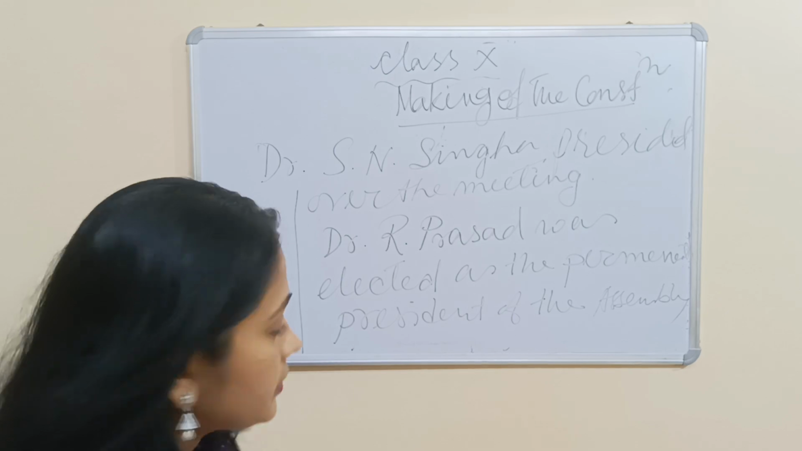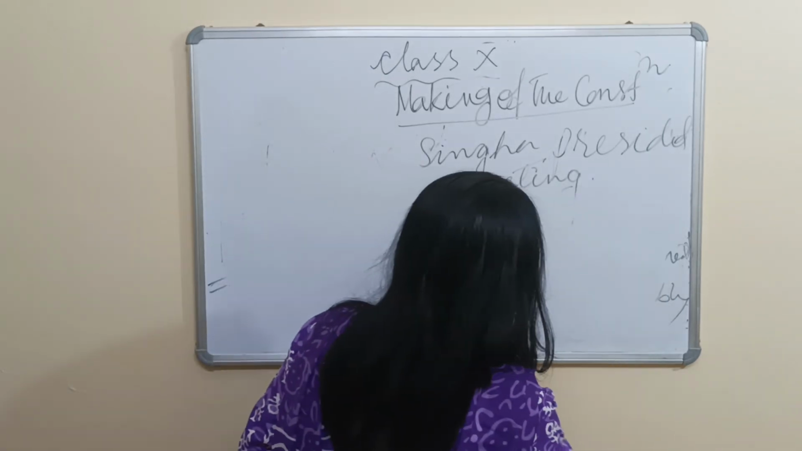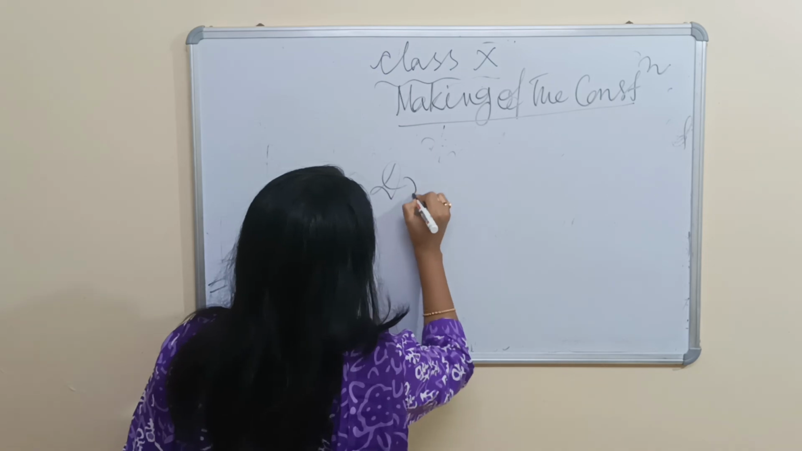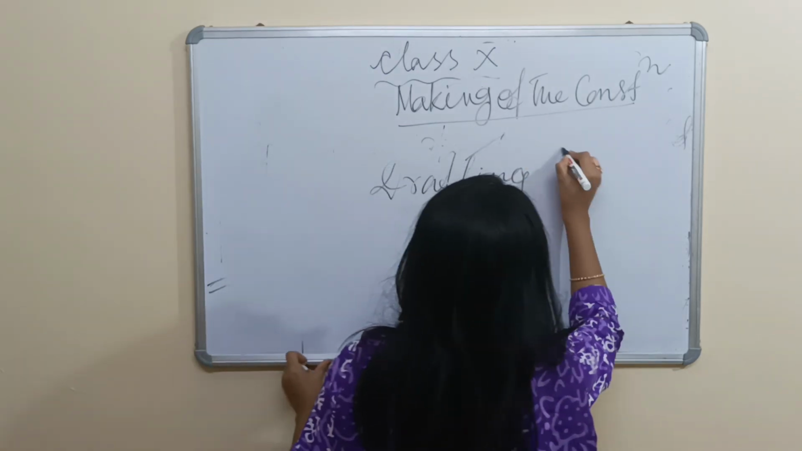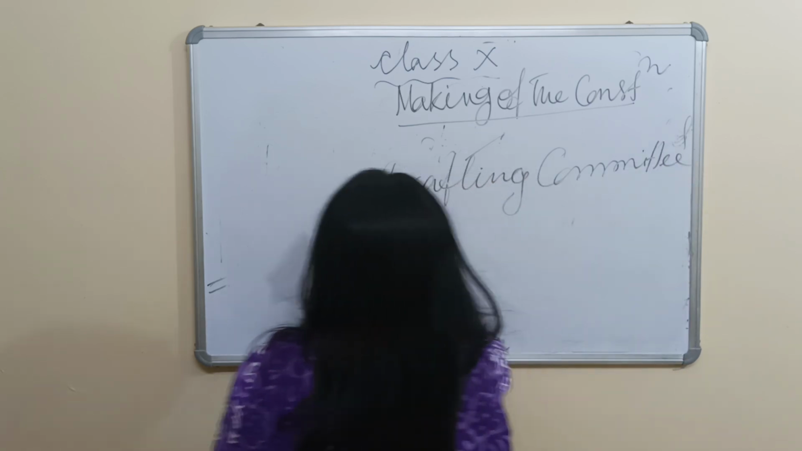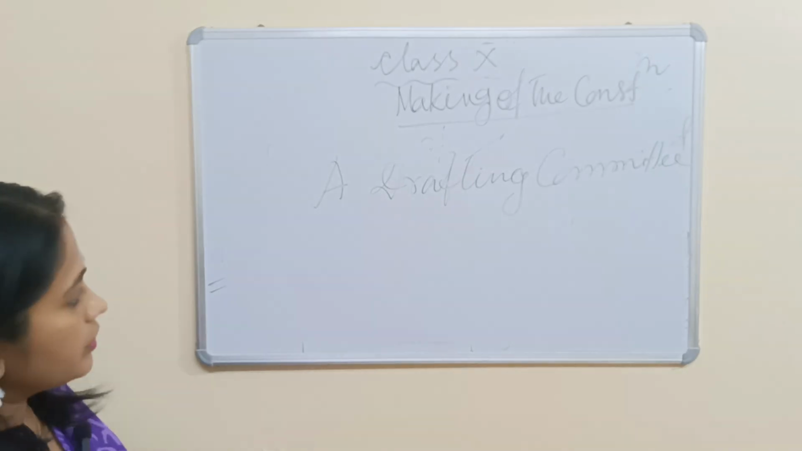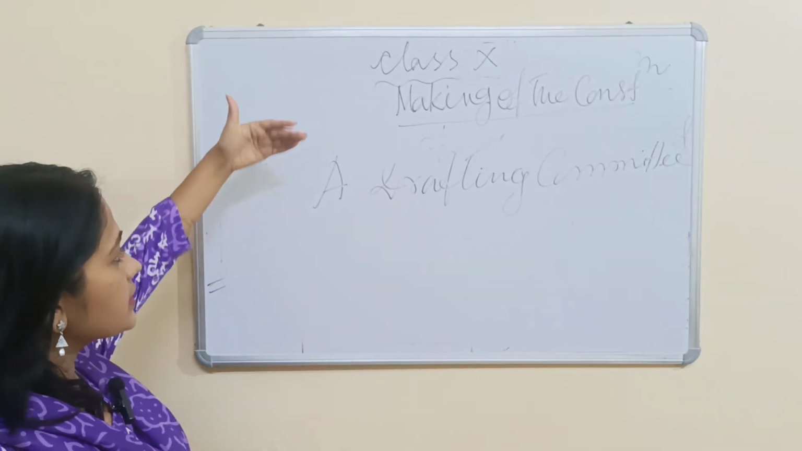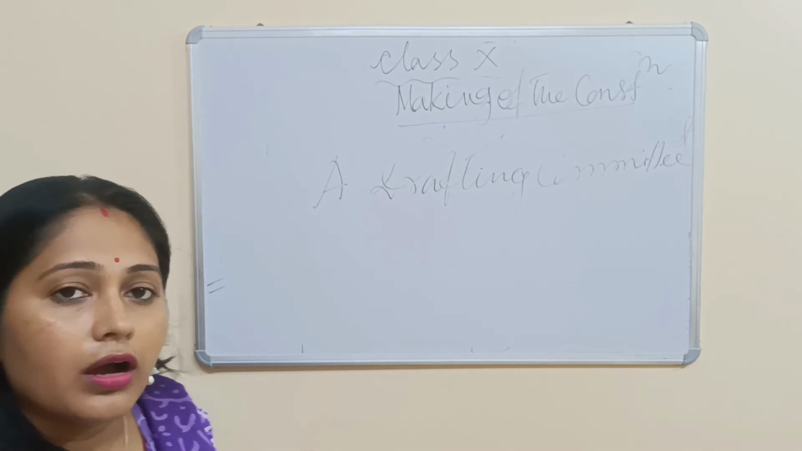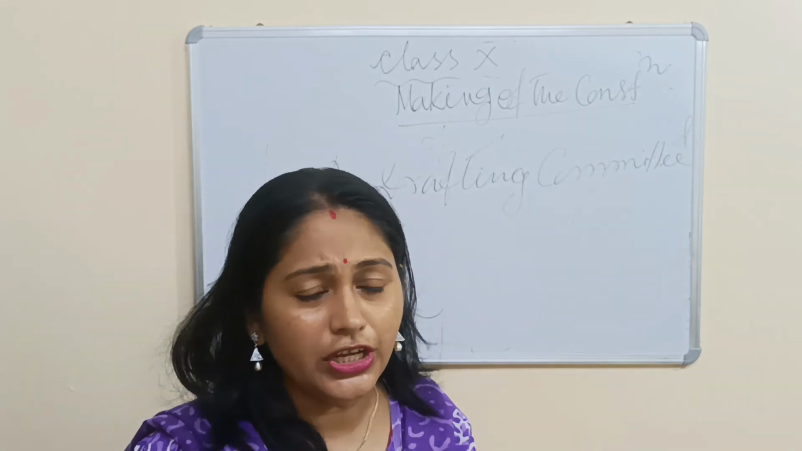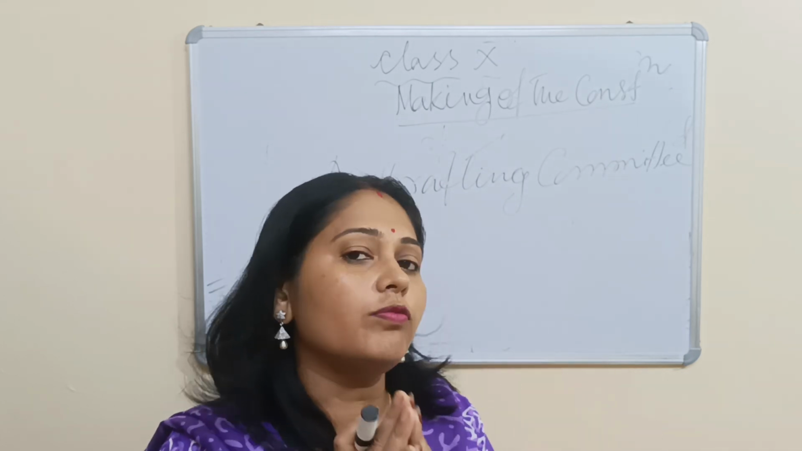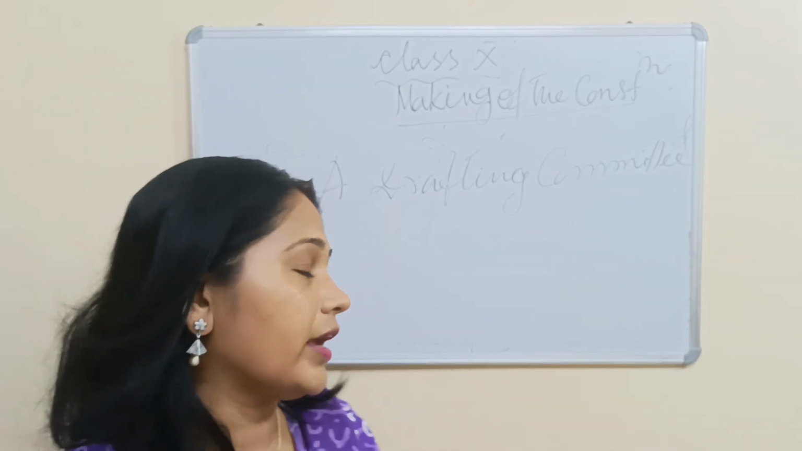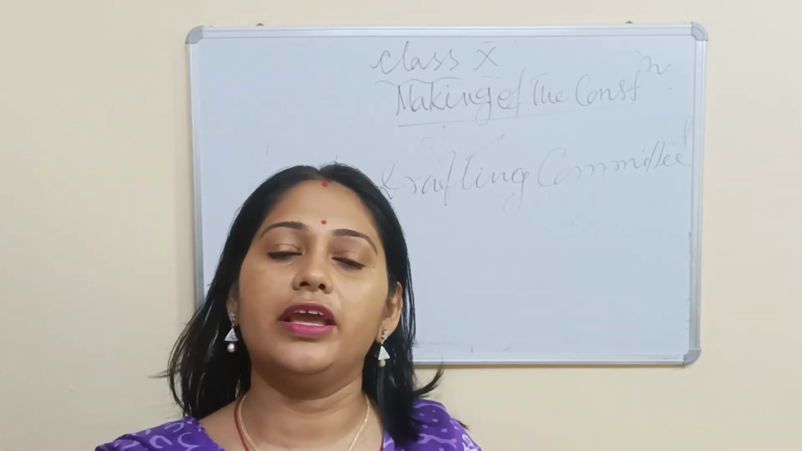So after discussing, the members in the constituent assembly decided to form a drafting committee. The members in the constituent assembly were more than the drafting committee, and the constituent assembly gave all the responsibility to make a draft, to make a rough of the constitution to the drafting committee. So drafting committee को पूरा responsibility दिया गया एक ड्राफ्ट संविधान बनाने के लिए. You can say एक rough.